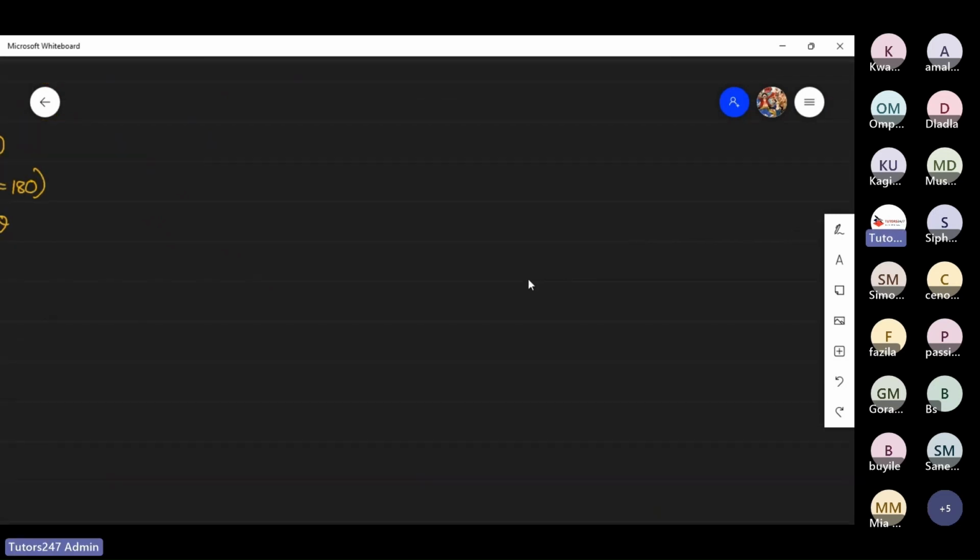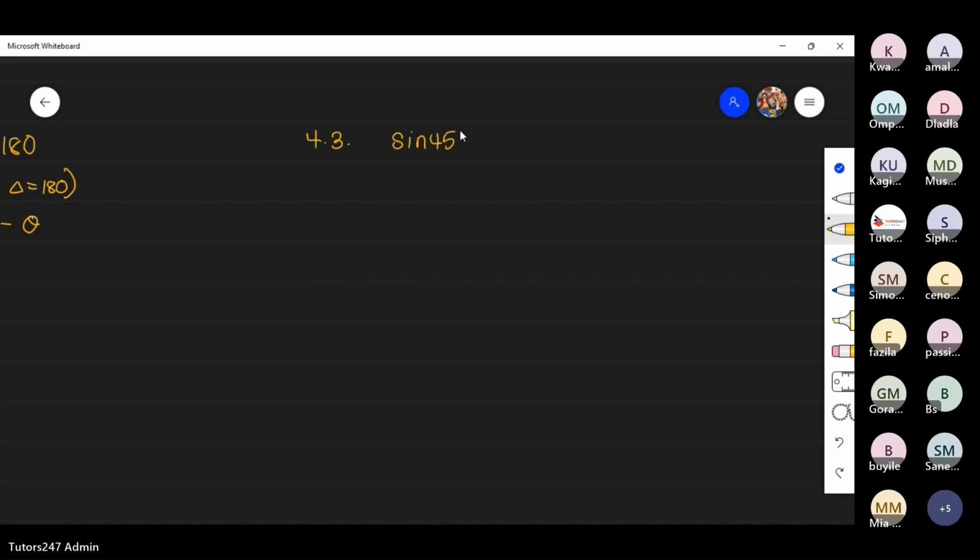Now this is question 4.3, right? So question 4.3, we were told to find sine of 45 times tan squared of 60 all over cos 45. Okay, so we need to find this. We need to simplify it without the use of a calculator.